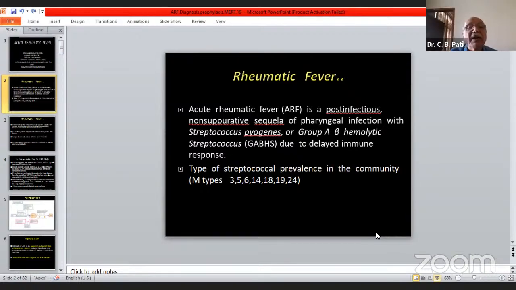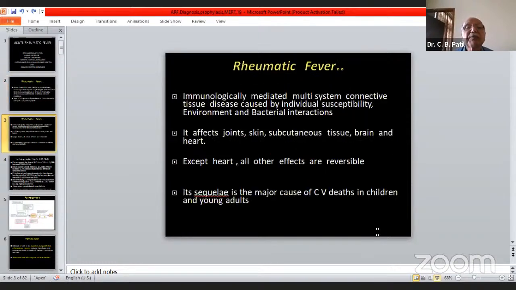Acute rheumatic fever is a post-infectious, non-suppurative sequela of pharyngeal infection with Streptococcus pyogenes, or group A beta hemolytic streptococcus, due to a delayed immune response. Various types of streptococci are there, like M types 3, 5, 6, 14, 18, 19, and 24. Very rarely, it is also caused by skin infections, as in indigenous, high-risk populations.